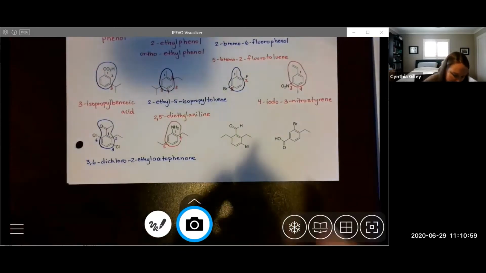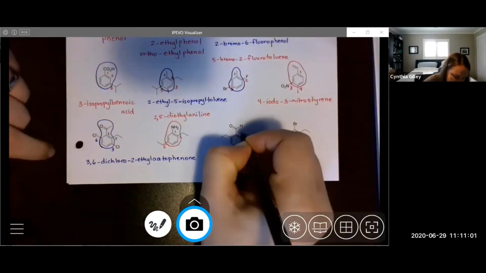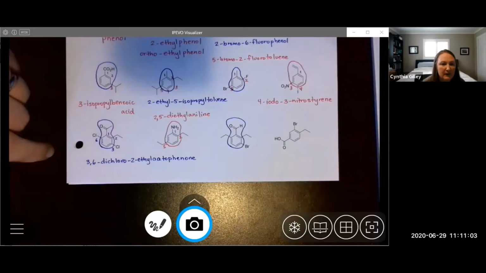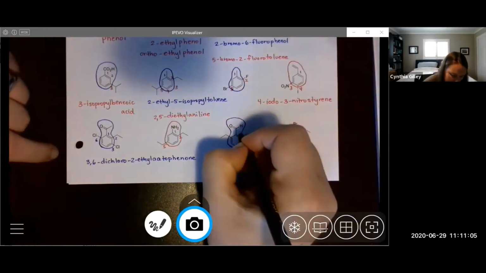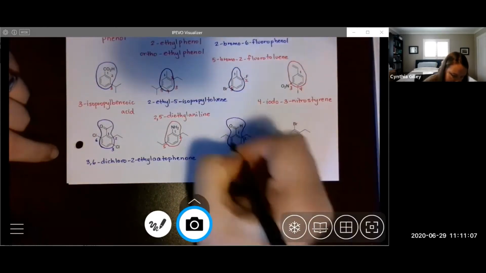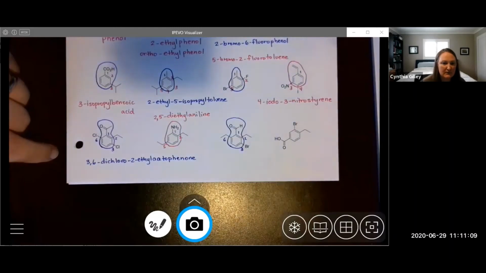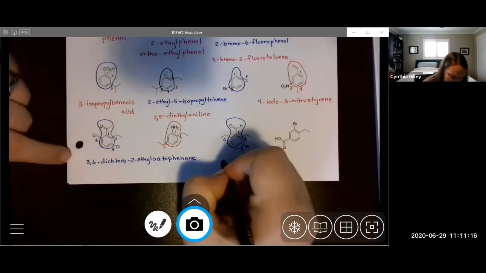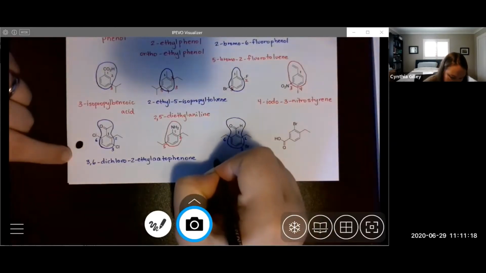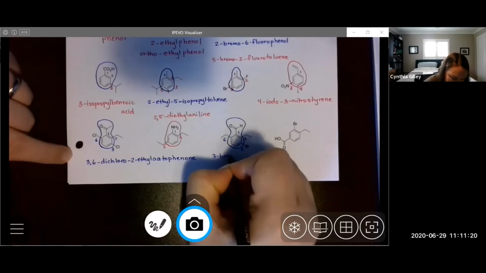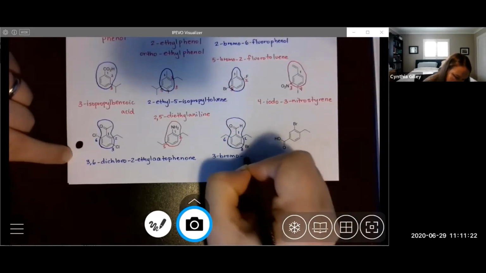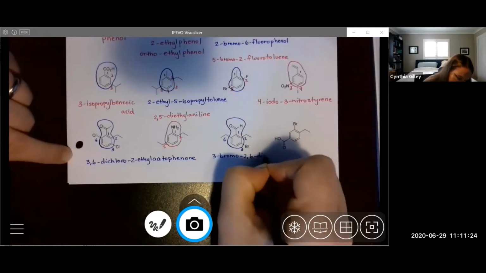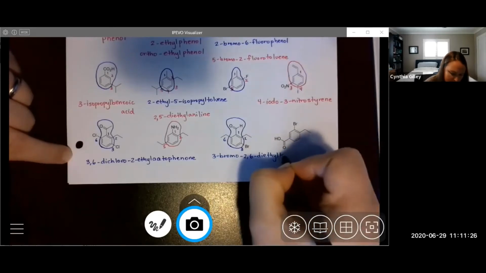This one, parent is benzaldehyde. So we have bromo and then ethyl substituents. So 3 bromo, 2, 6 diethyl, benzaldehyde.